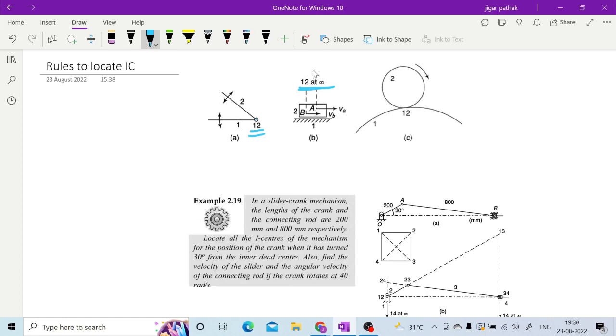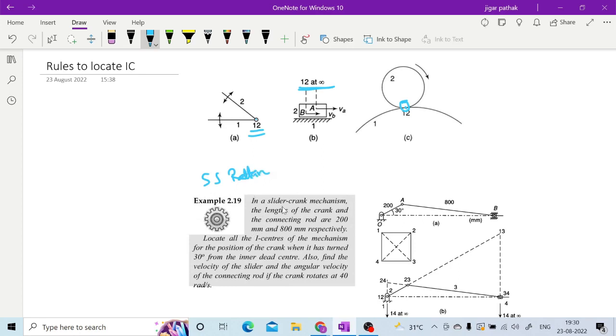So for a slider, it is at infinity, and when any particular link is rolling on the other link, you will find it at the intersection point, right? So this is how you have the various locations of the instantaneous center of rotation. Here I have taken one problem from SS Rattan.